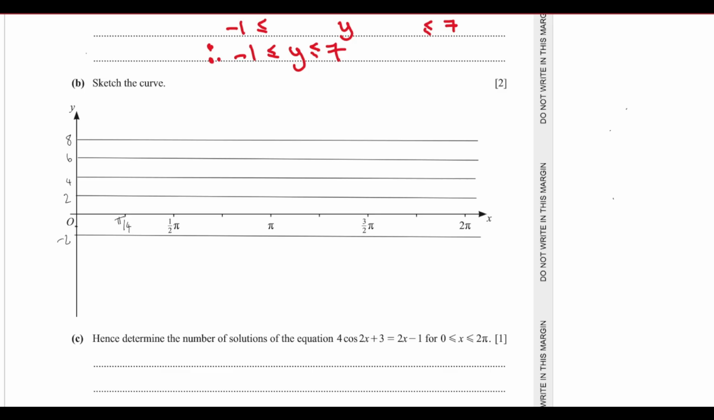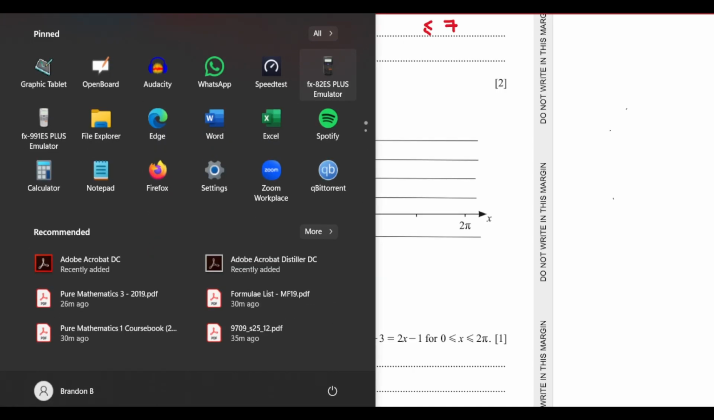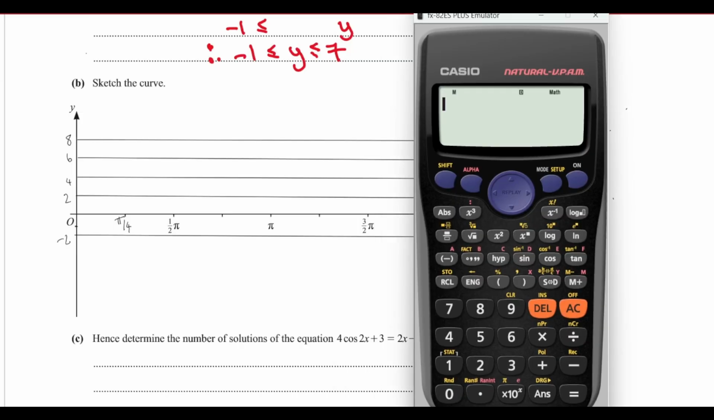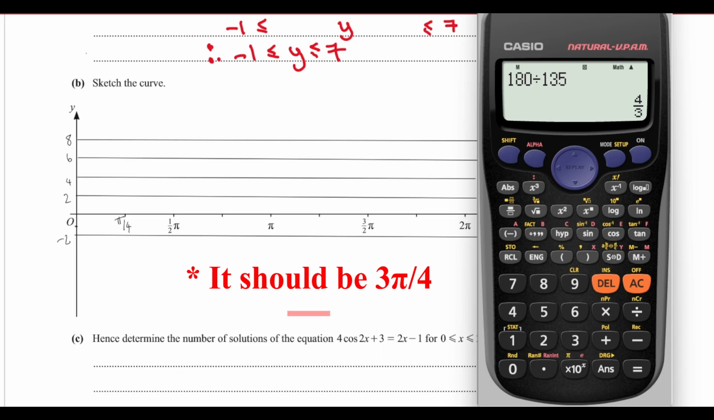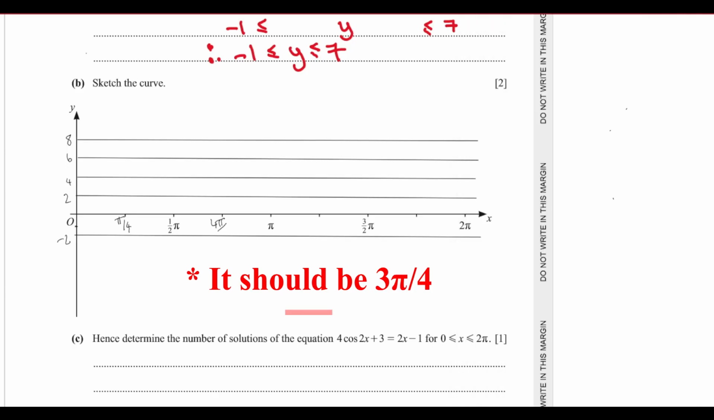And the next would be 135 degrees. What is that? To get from 180 divided by 135, so that's 4 pi over 3. That's pi.